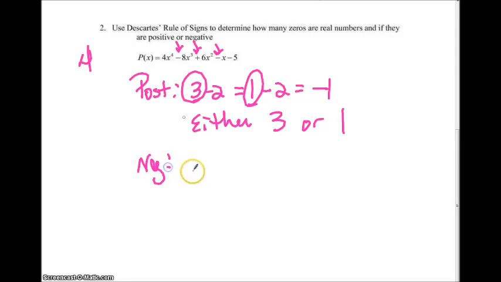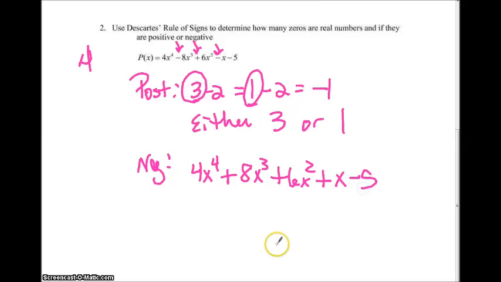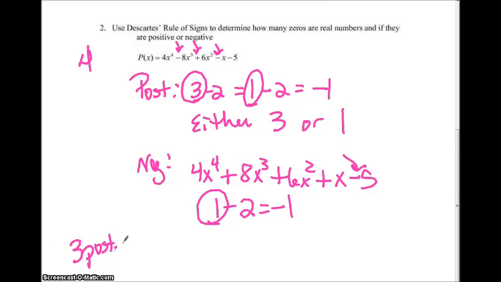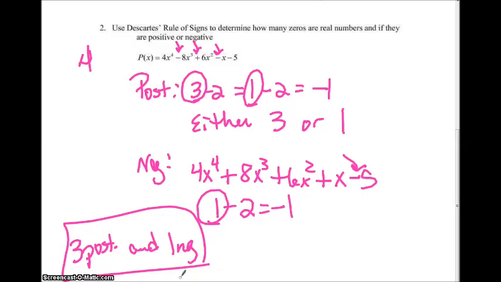So then to find your negative, you got to go in there and change some signs for all of your odd degree. So 4x to the fourth plus 8x to the third plus 6x squared plus x minus 5. So when you do this, right here is your only sign change. So there is only going to be 1, because 1 minus 2 is negative 1. So this is it. So you know you're going to have 3 positive and 1 negative 0. You don't know what they are. You just know how to describe them.